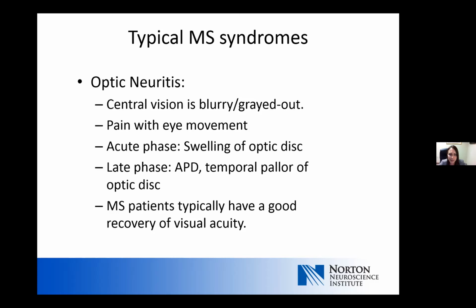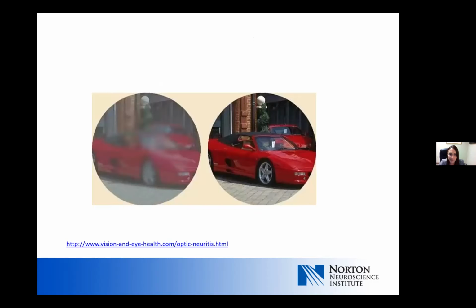And MS patients often have a good recovery of visual acuity. They usually tell me my vision got 80% better. And if they don't have a good recovery of their vision, that's kind of a red flag that something else might be going on. This is kind of an image of what I imagine optic neuritis to look like on the right side over there, the blurry one. And then we also have color desaturation, especially to red. Sometimes they tell me it looks pink or brown.